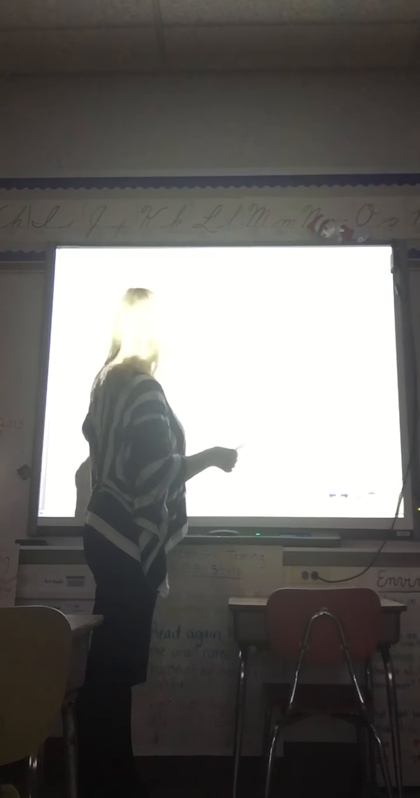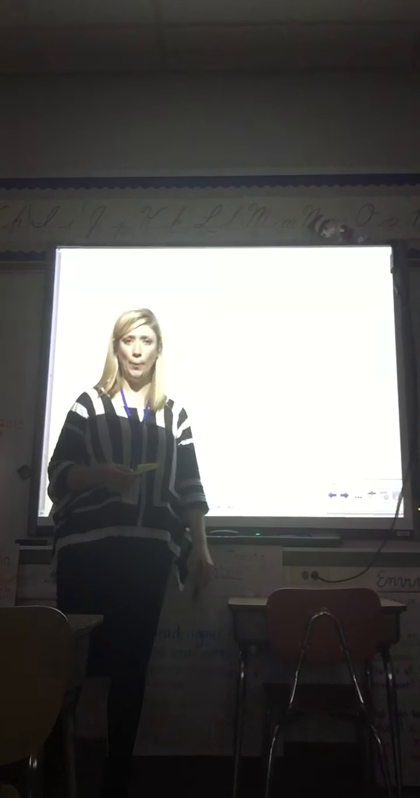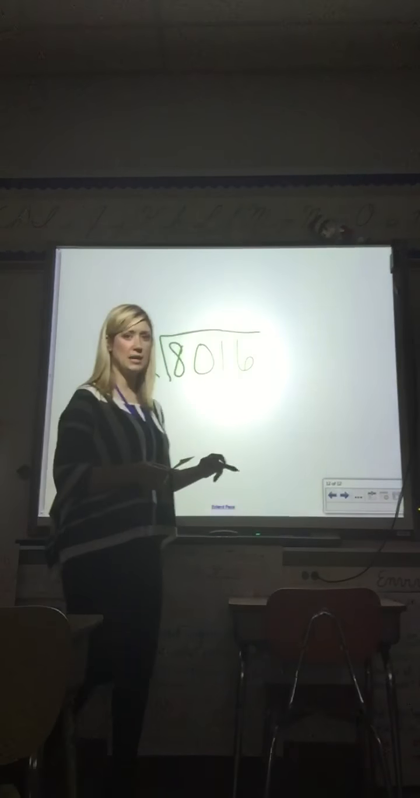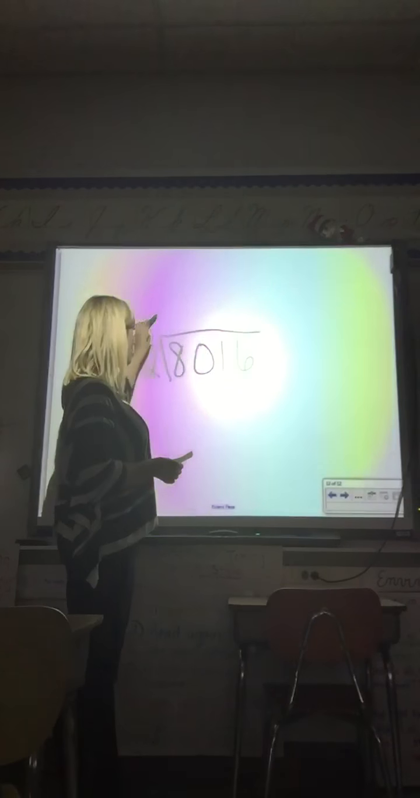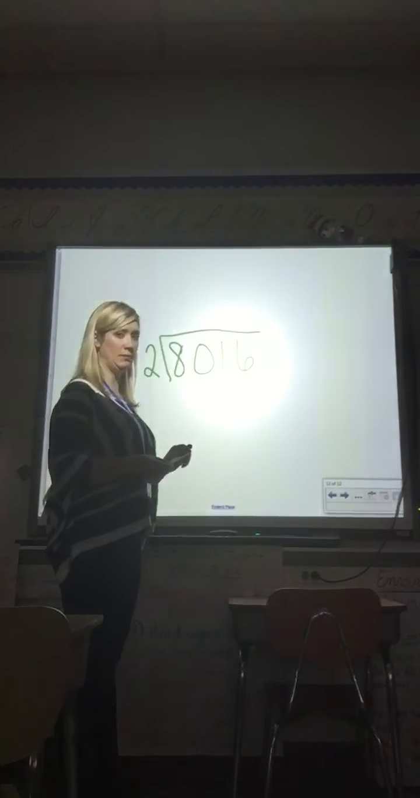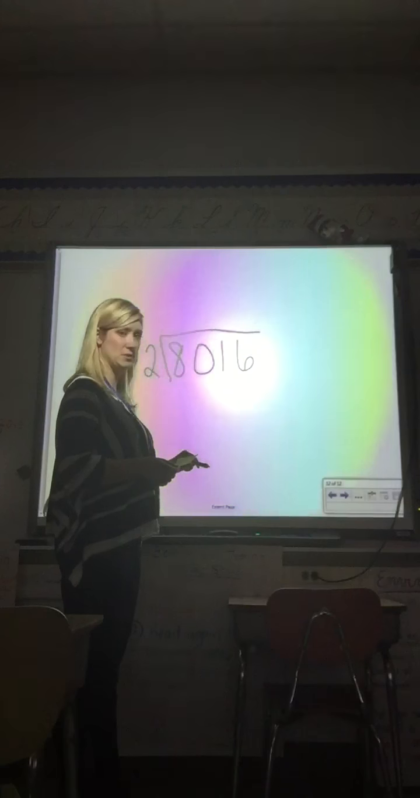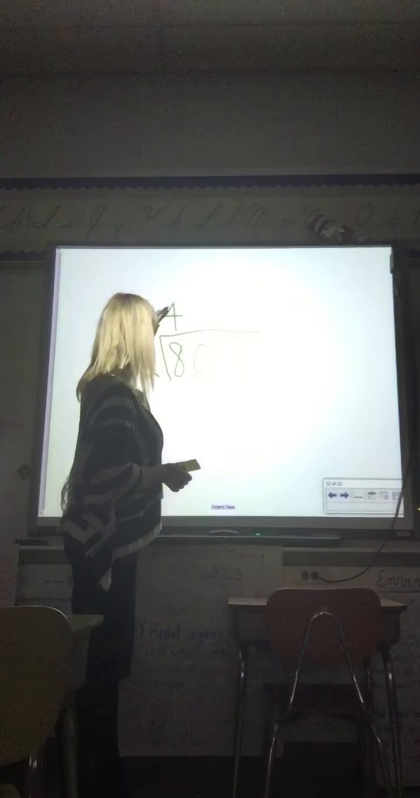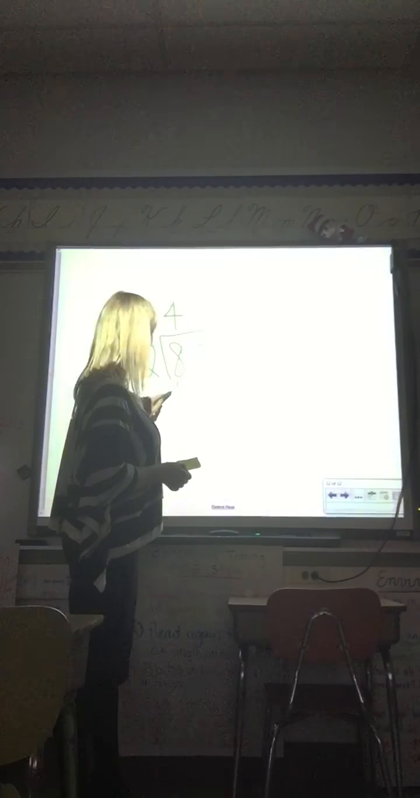8,016 divided by 2. You can do this at your home. So first step, you say to yourself, can 2 go into 8? Can it? Yes, it can. How many times? That's right, 4 times evenly. Write the multiplication side. 2 times 4 is 8.